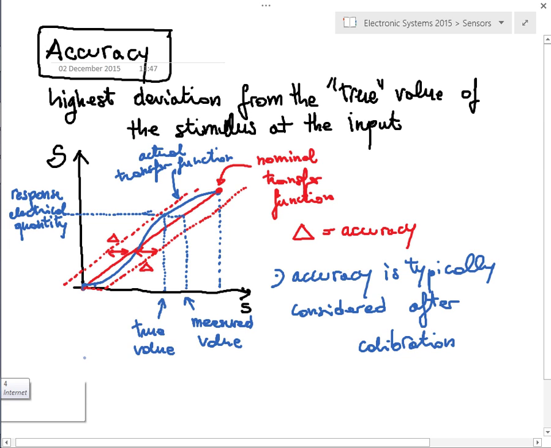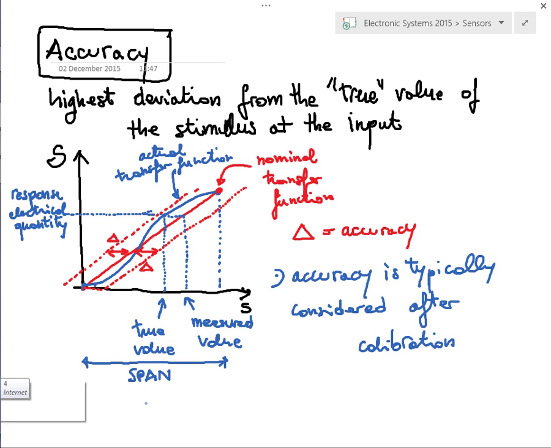This maximum variation of the quantity that we want to measure is also called span. This is the span of the sensor. Sometimes it's also called full span of the sensor, but it's the same quantity. In Italian it would be fondo scala.